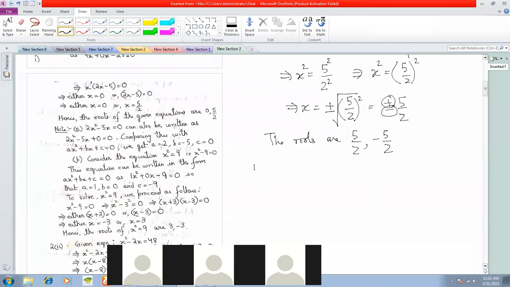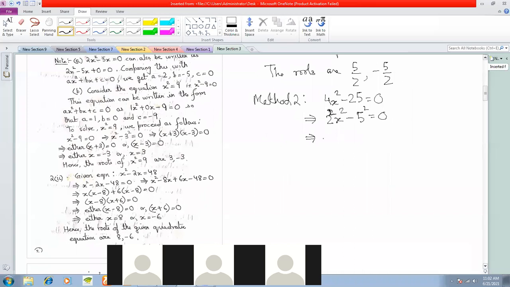Or what you can do is method 2: 4x square minus 25 is equal to 0. You can write this as 2 square x square. By difference of squares, factorize this: (2x) whole square minus 5 square equal to 0. Now this is in a plus b into a minus b form. So (2x plus 5) into (2x minus 5) equal to 0. We have factorized the left hand side.